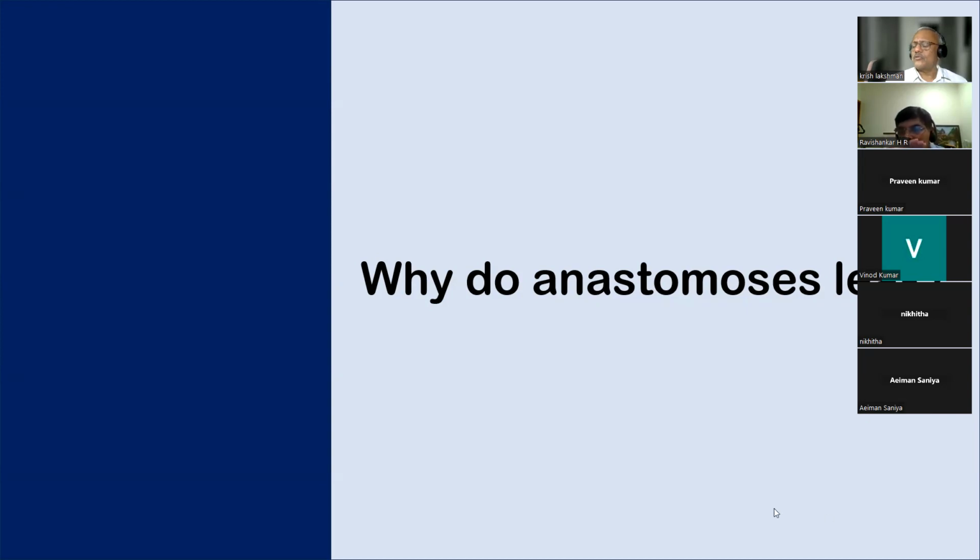So why do anastomoses leak? That is the next question. We know what the basics of healing are. Why do you think they leak? Nikita. There are two factors in this, sir. One from the side of technical error from the surgeon. Second thing is patient factors, sir. From his comorbidities to his personal habits, smoking, obesity, small vessel diseases.